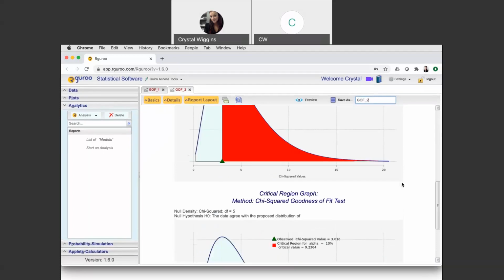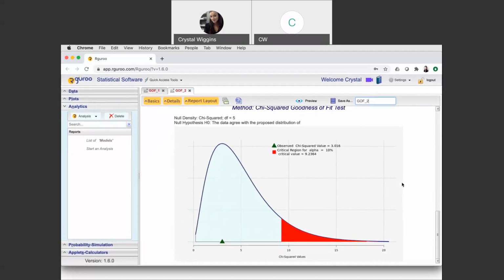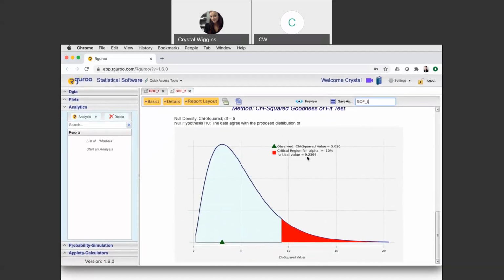If we need that critical value, we come down here and we'll see that the critical value is 9.2, but the observed value is 3, and we can see it does not fall in the rejection region. And that's how you perform a goodness of fit test.